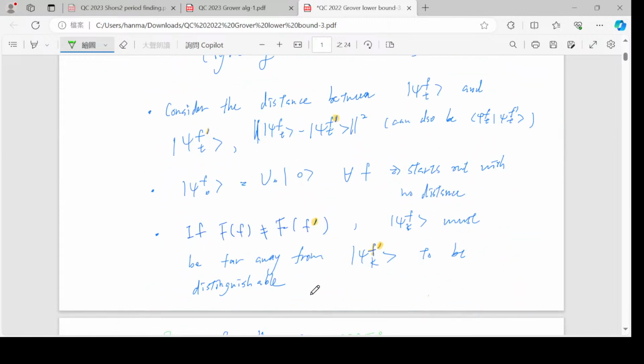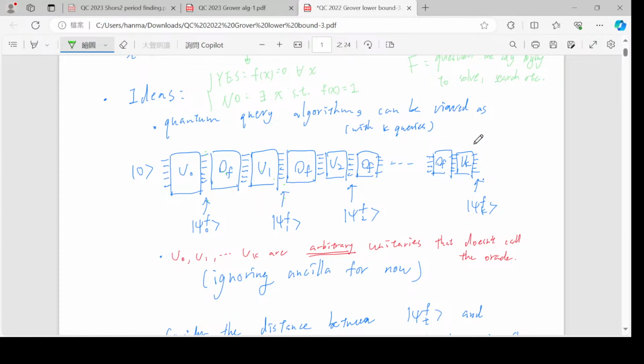So if one of f and f' is a yes case and one of them is a no case, which basically means the input into big F is different, then in the end these two quantum states must be far away. They need to be far away so that you can do a measurement and have a good probability to distinguish those two different states.